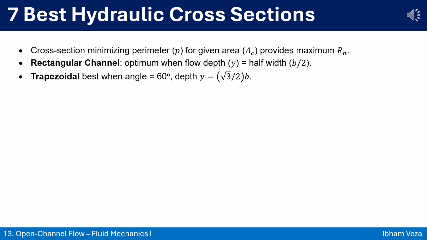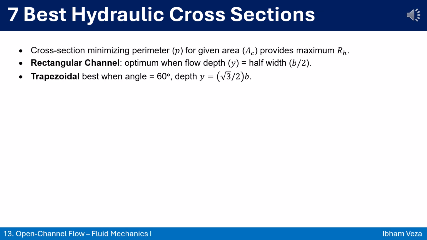Let's start with the rectangular channel. Its optimal form appears when the flow depth, y, equals half the width of the channel, b. That's when friction losses are minimized for a given flow rate, and the hydraulic radius is maximized. This condition gives you the best balance between area and perimeter in a rectangular shape.